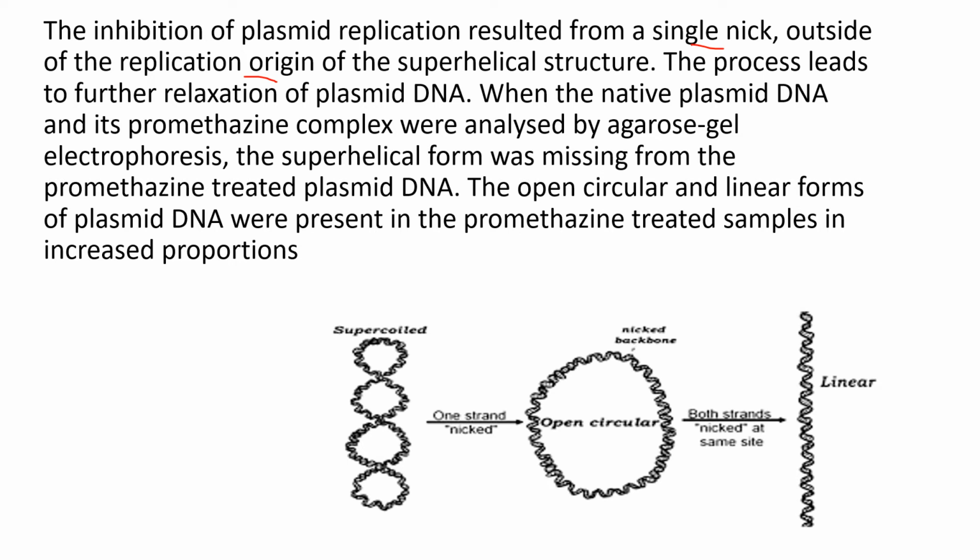It has been seen by gel electrophoresis that when promethazine is treated to bacterial cells, the superhelical form is missing and open circular and linear forms of plasmid are present. So by treating with promethazine, the superhelical form is disturbed, so replication is interfered with here.